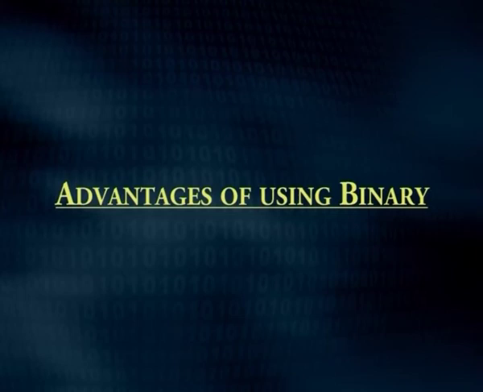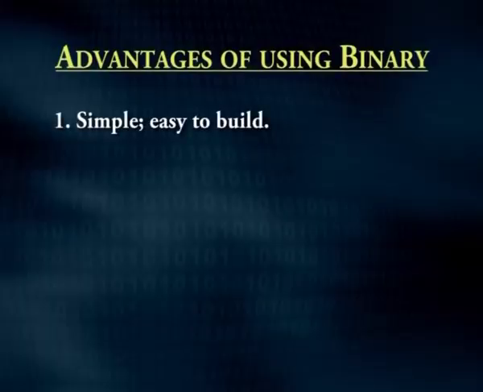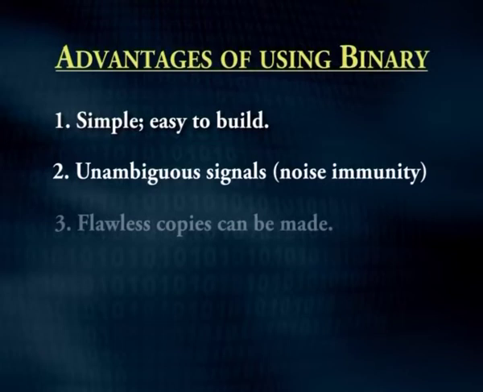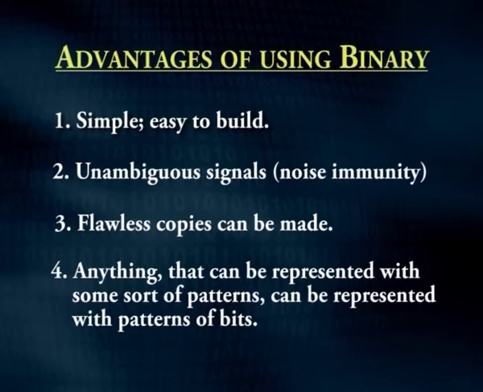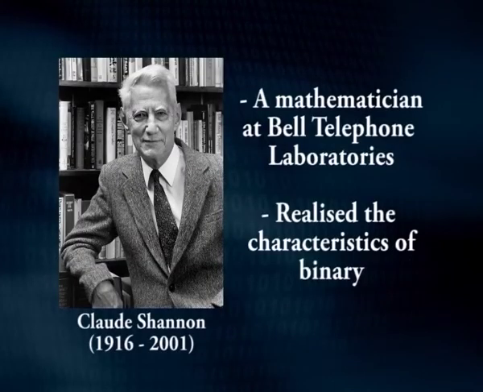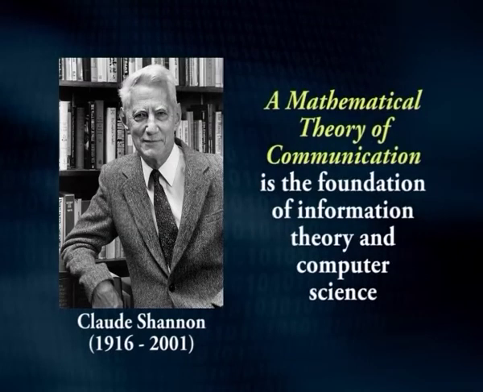There are many advantages to binary. Here are four somewhat overlapping important reasons for using binary. First, it is simple to build. Second, unambiguous signals, that is, noise immunity. Third, flawless copies can be made. Fourth, anything that can be represented with some sort of patterns can be represented with patterns of bits. Claude Shannon, a mathematician at Bell Telephone Laboratories, realized these characteristics of binary. His paper, A Mathematical Theory of Communication, is the foundation of information theory and much of computer science.